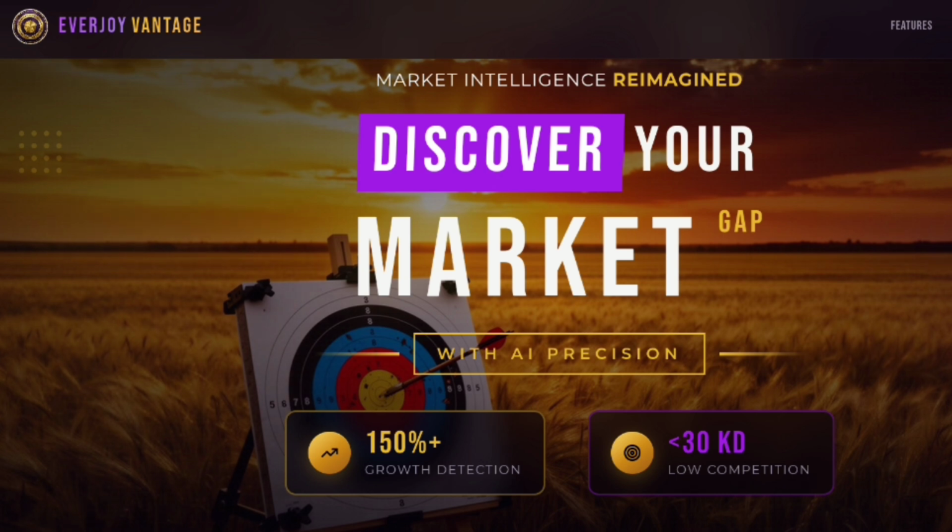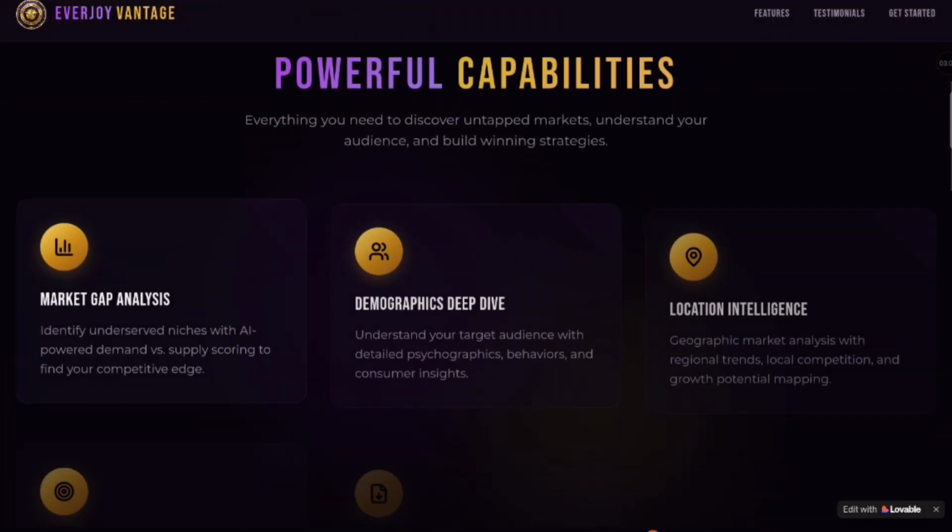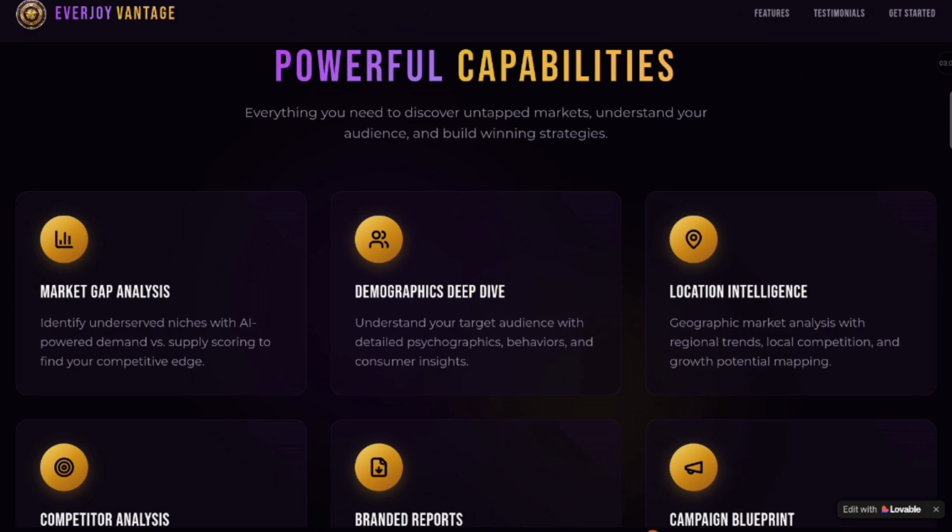I have a calculation in here as well where it's looking at the ratios of supply and demand, and it's also looking at the analysis of Google Trends. Where exactly does your particular product fit, whether there is a lot of demand for it, whether you should look at something else, or just seeing what your competitors are doing and how much competition you have. So identifying underserved niches with AI-powered demand versus supply scoring, so it does score it for you and find your competitive edge. Demographics deep dive: understand your target audience with detailed psychographic behaviors and consumer insights.